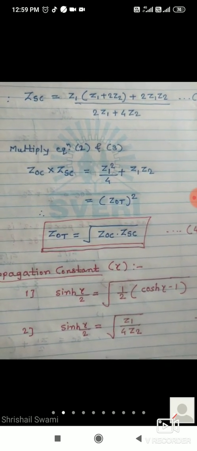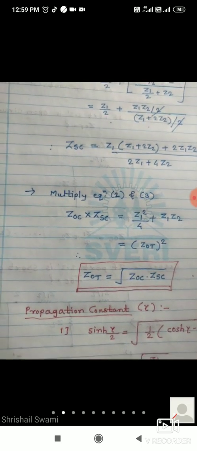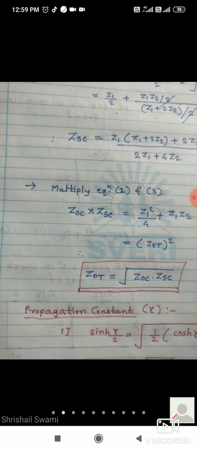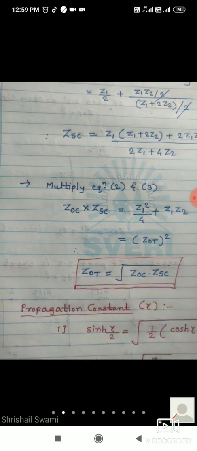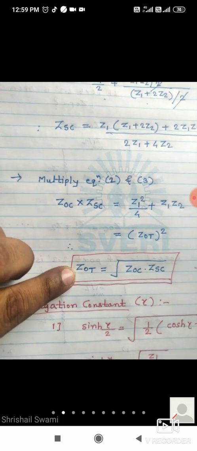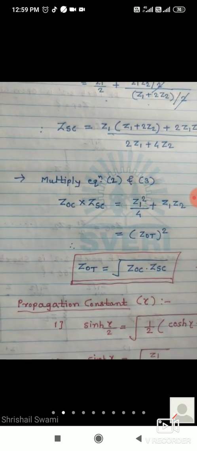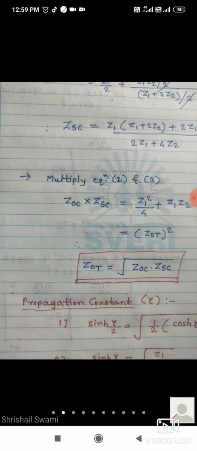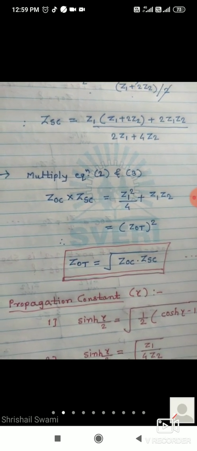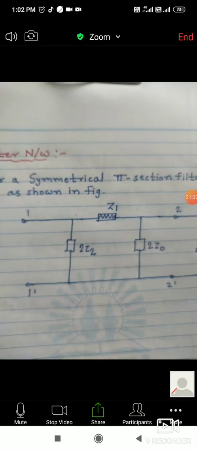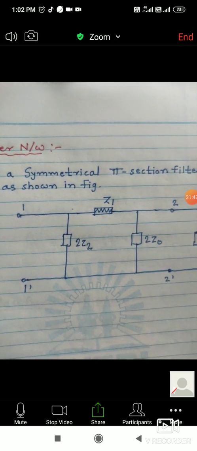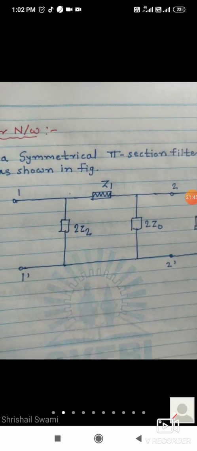So we start now the second one, that is the pi type of network. There will be again one derivation to calculate Z0 pi. Now Z0T we have calculated. So by considering the pi network, we have to calculate the Z0 pi. So we will start now the derivation. So consider a symmetrical pi section filter network as shown in figure.